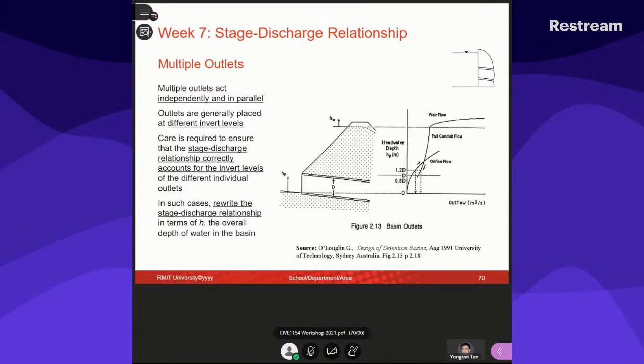I just showed you the minor losses at the entrance and the exit. Normally we take the coefficient at the entrance as 0.5. At the exit we take it as 1.